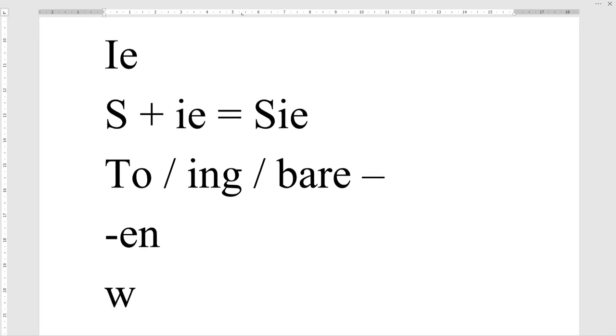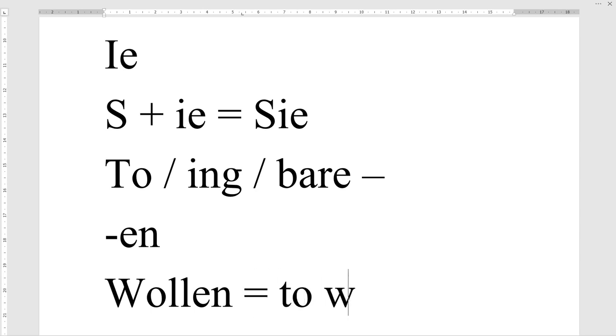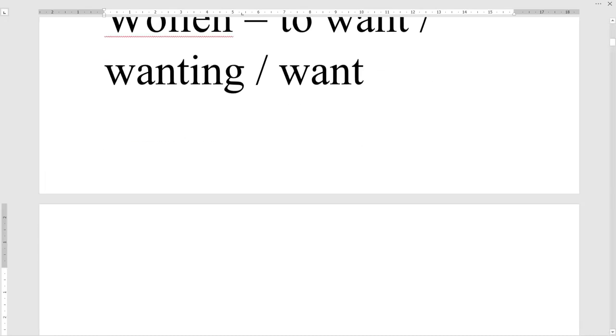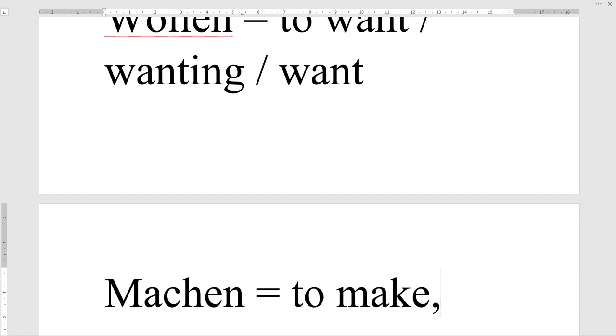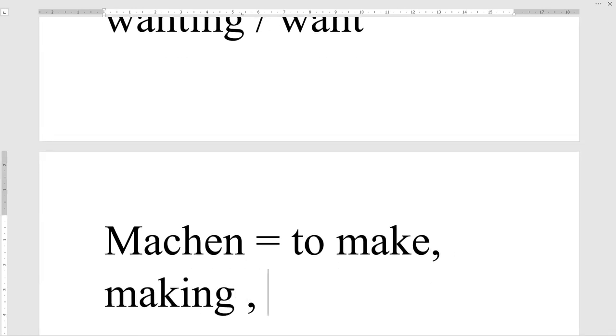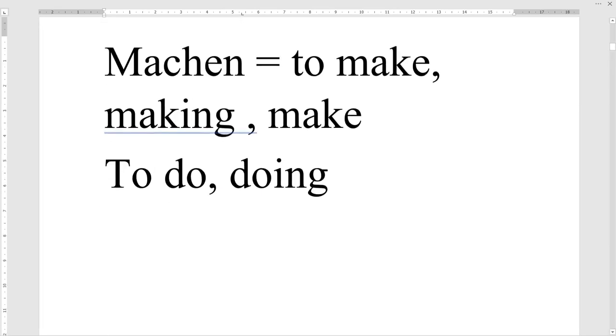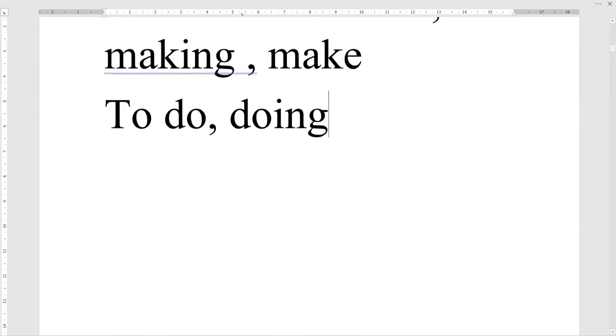Now I'm going to continue telling you that the verb wollen in German means to want, wanting, and also want. Now wollen means to want, wanting, want. Or for example, machen means to make, making, and make. Or also to do, doing, and also do.